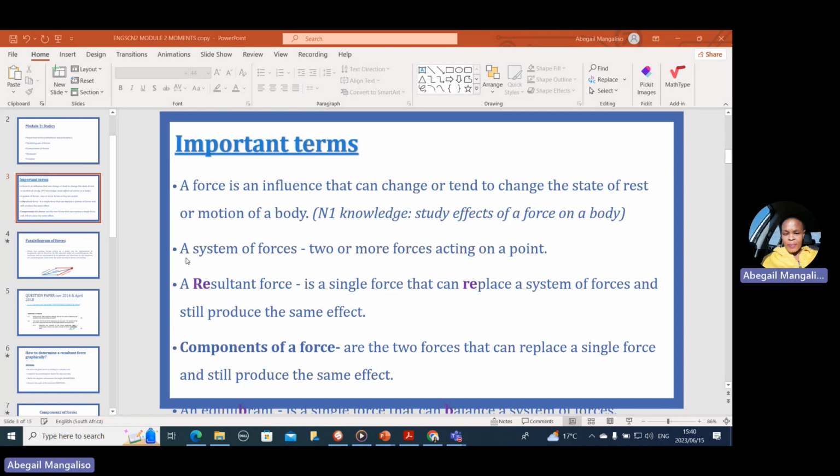A second concept is a system of forces. When two or more forces act on a point, that is called a system of forces. And a resultant force: a resultant force is a single force that can replace a system of forces and still produce the same effect. Another concept is the equilibrant force. An equilibrant force is a single force that balances the system of forces.